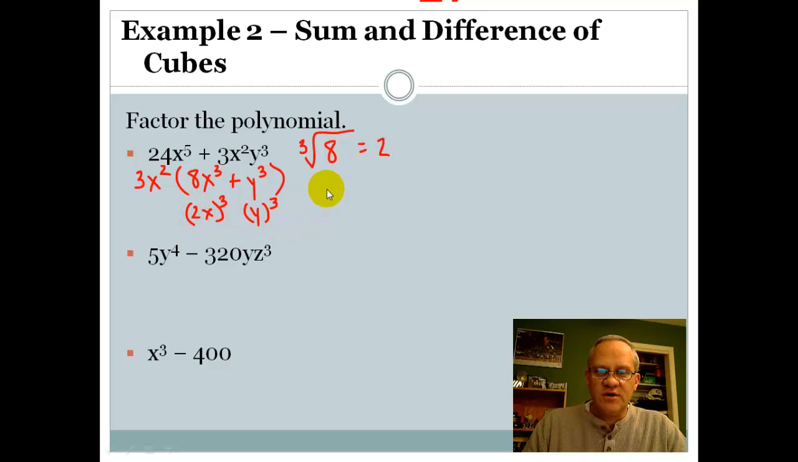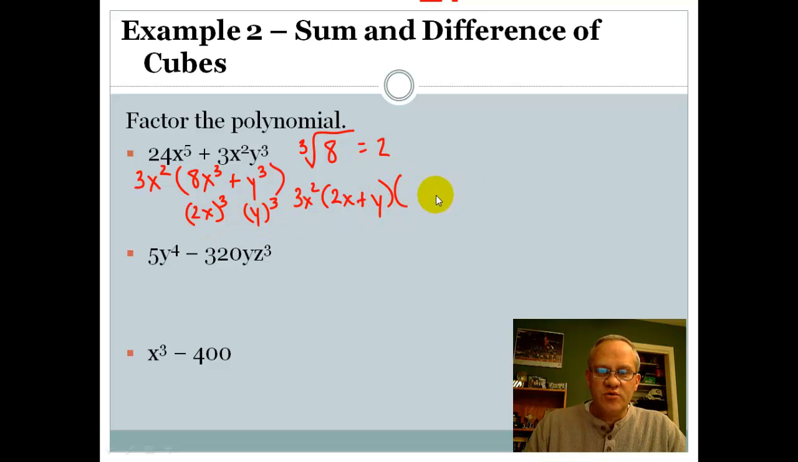So when you write your final thing here, first of all, don't forget we've got the 3x squared that we factored out from over here. And then remember in the first parentheses it's going to be this thing right here, which is 2x. And since it's plus, it's going to be plus. And then that, which is y. So there's my first parentheses. I take that plus that.